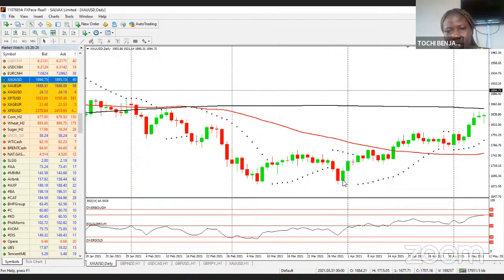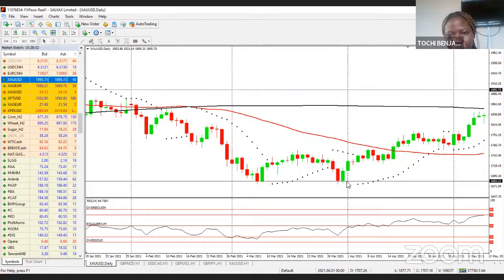Now, this is a tweezer. Tweezer in the sense that you can see they're not equal at the top. They're not equal at the top. Even their wicks, the lowest price, they're not equal. But this is the closing price of the bullish candle, and this is the opening price of the bearish candle. They're happening at the same level. So this is likened to a tweezer bottom.